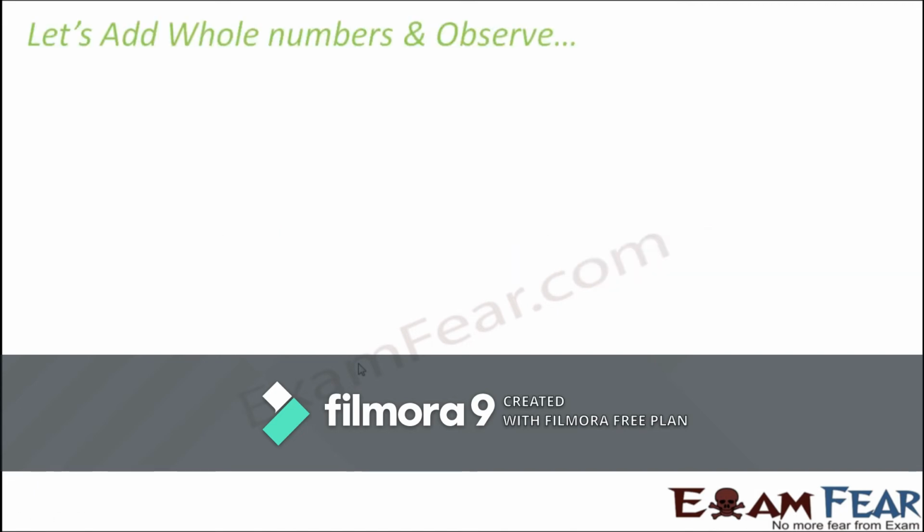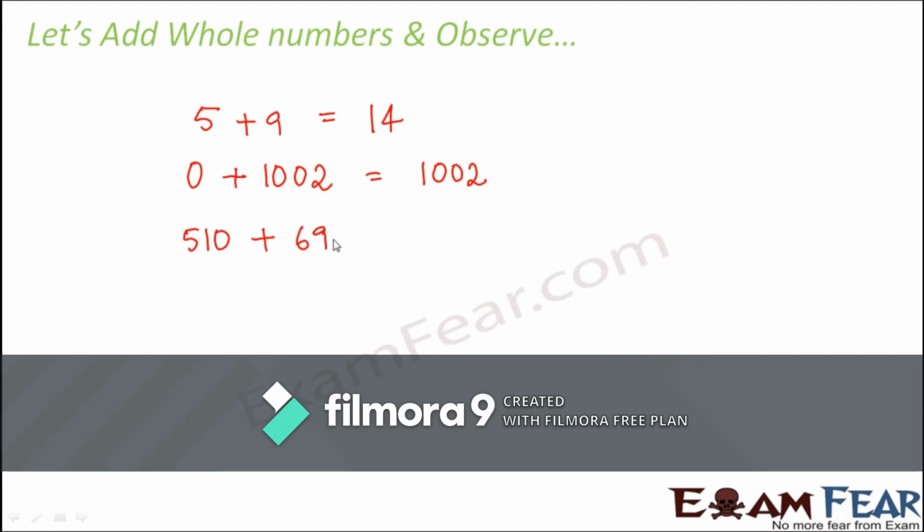Now even before we discuss this property, let us just try to add some whole numbers and observe the results. So let's say we take 5, we add 9 to 5. What do we get? We get 14. We take another whole number 0. We add 1002 to 0. What do we get? 1002. We take a whole number 510 and add to it 69,341.